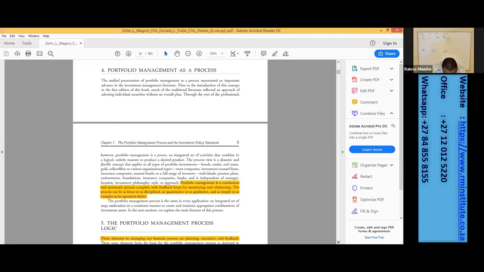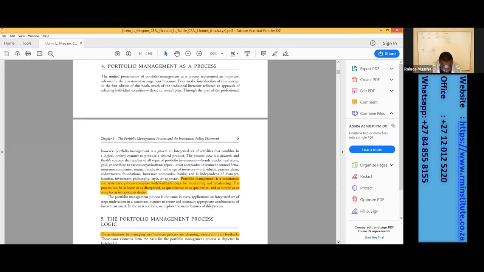And this can also be simple or complex, depending on how your investment plan is going to be. If you're going to have just a few assets which make up your portfolio, it's simple monitoring and rebalancing, or it can be very complex depending on how many assets are going to make up your investment portfolio.